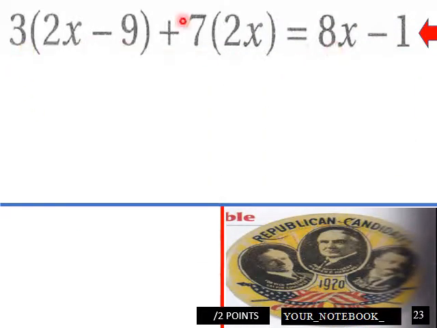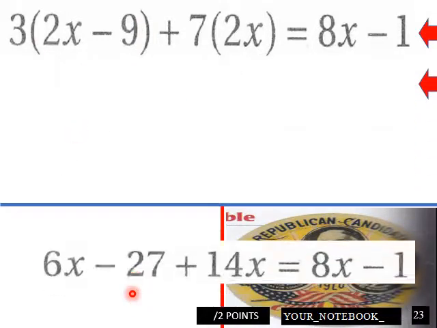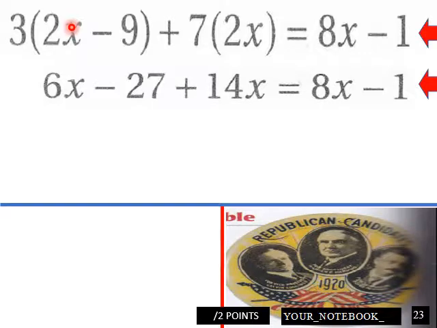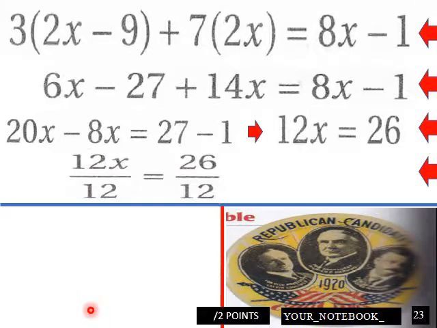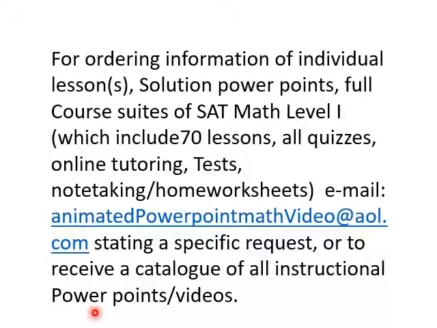Then we come up with this long statement here without fractions. We got rid of our denominators. And then we just multiply through and then combine like terms. And then we solve for x. 13 over 6.